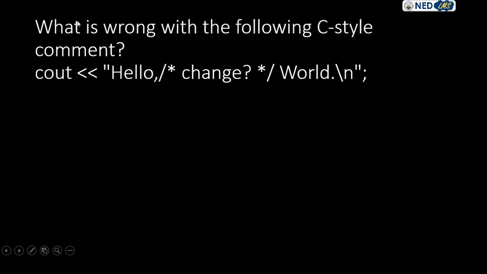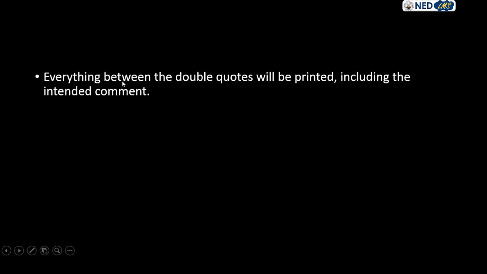Here it is being asked what is wrong with the following C style comment. If you want to include this comment over here, since we have used a comment type thing over here, a start of the comment and an end of the comment, but it is being enclosed in double quotes, the whole of this sentence, or all of this bunch of characters, would be taken as a string literal, and this string literal would be printed just like it is being displayed on the screen. Every string between the double quotes will be printed, including the intended comment, just as we have typed in between these two double quotes.